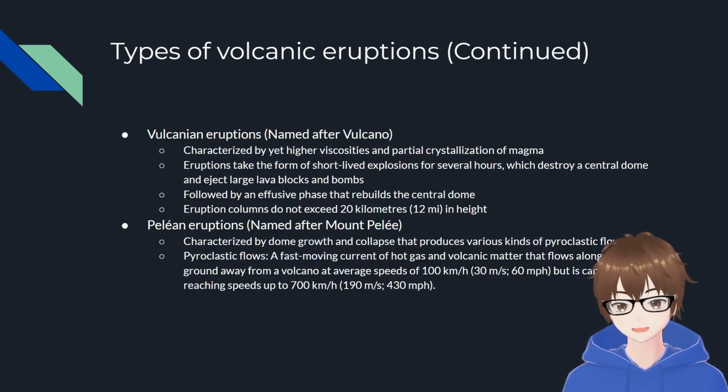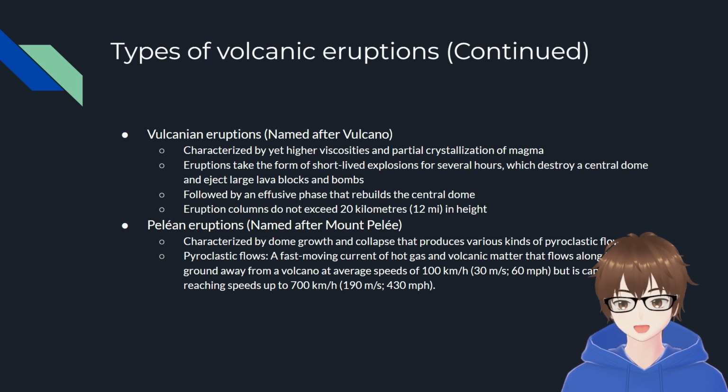Okay, more types of volcanic eruptions. So we have the Volcanian eruptions, which are named after Volcano. It's characterized by yet higher viscosities and partial crystallization of magma. The eruptions take the form of short-lived explosions for several hours, which destroy a central dome and eject large lava blocks and bombs.